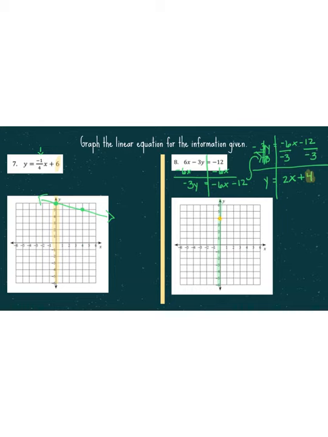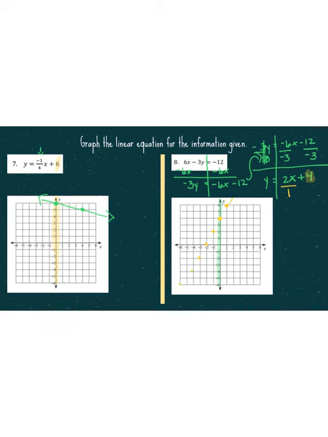Okay, I just have 2x. That tells me how many I'm going to go up or down, but it doesn't say how many I'm going to go over, so I'm going to add that. So 2x + 4 tells me I'm going to go up 2 and over 1. And if I can't go up and over, I'm going to go down 2 and over 1. I'm just going to keep going until I have no room left.